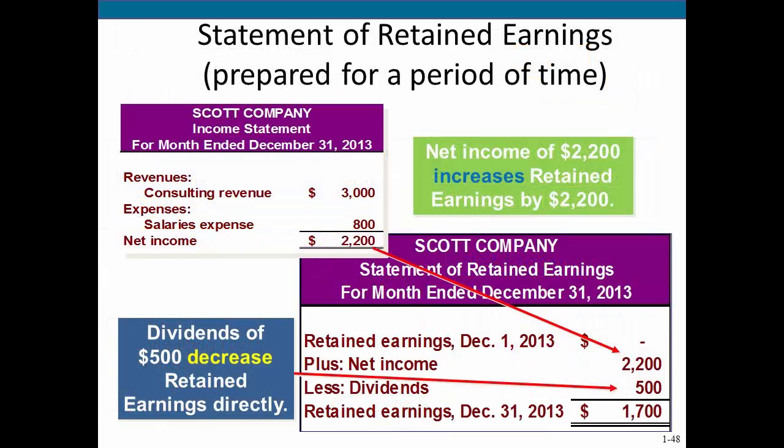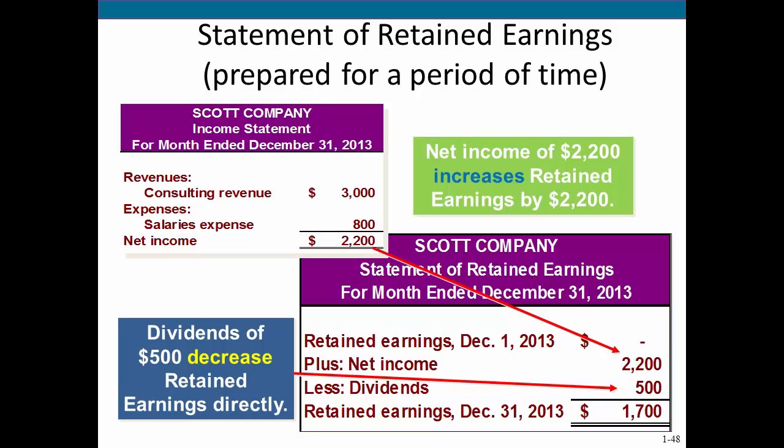In the statement of retained earnings, you can see why it is not prepared until after the income statement is complete. It uses the amount computed for net income on the income statement. Notice the statement of retained earnings starts with the balance at the beginning of the period, adds net income earned during the period, and deducts any dividends paid, resulting in the ending balance in retained earnings.